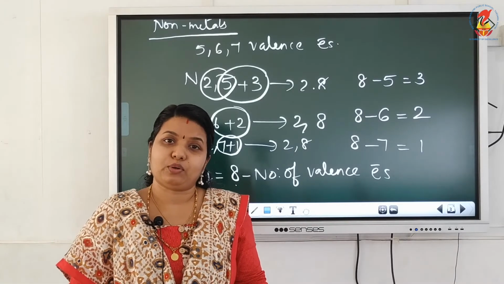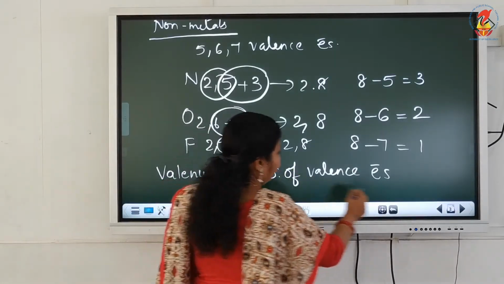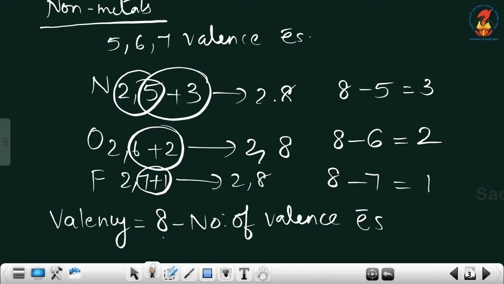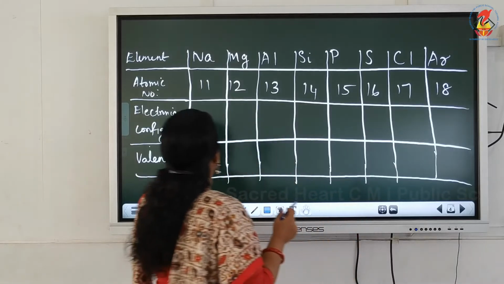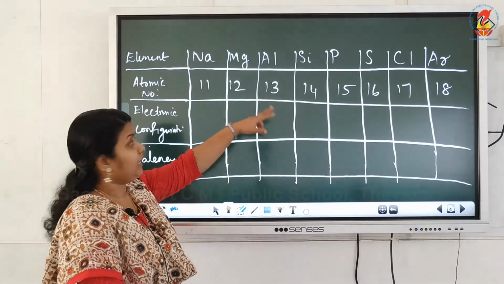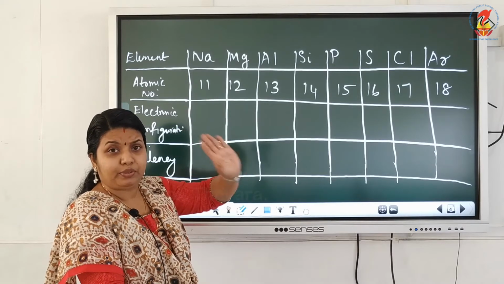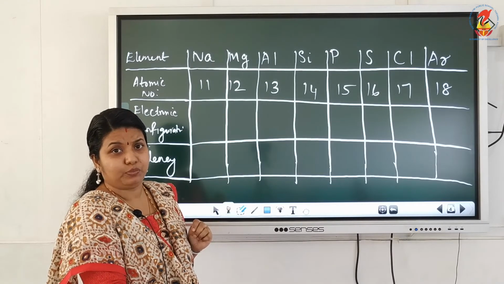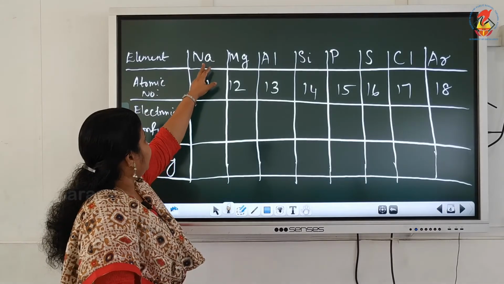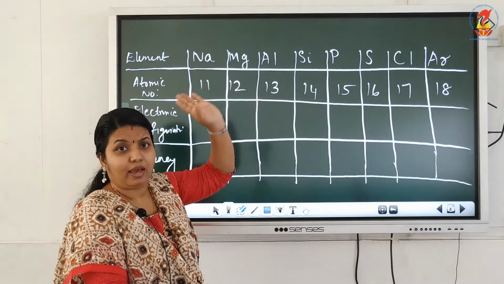Now, actually our topic is trends in the modern periodic table. What happens to valency across a period and down a group? What happens to valency when we move from left to right in a period? So, this is period number 3. I have written elements in period number 3. Sodium, magnesium, aluminum, silicon, phosphorus. These are the elements of third period. You can check it with your periodic table in your textbook. Okay, their atomic numbers are written. Sodium with atomic number 11, magnesium 12, aluminum 13, ending with argon 18.